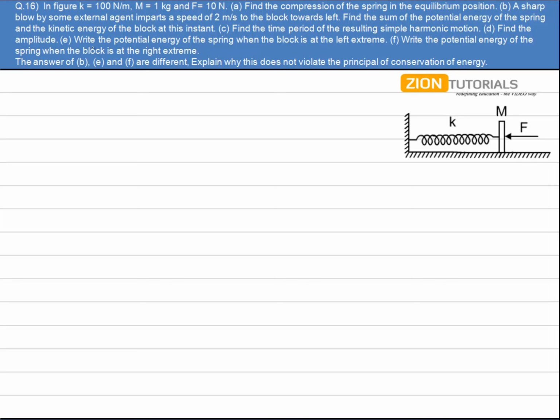In the figure, K is given as 100 Newton per meter, mass is 1 kg and force is 10 Newton. Find the compression of the spring in the equilibrium position, right? So first of all, at equilibrium position, this is my block M, a force F will act in this direction and a force Kx will act in this direction.